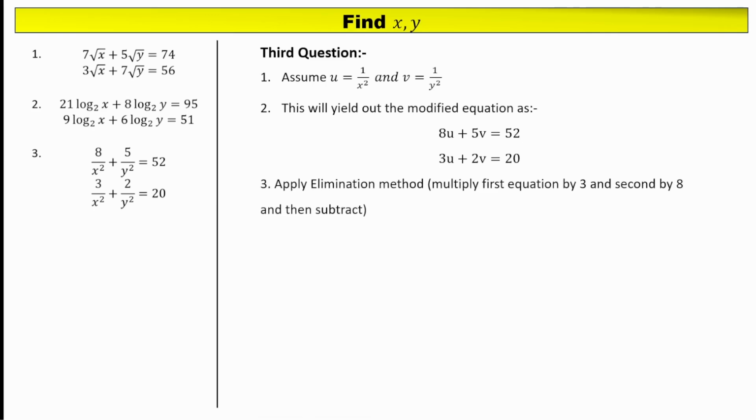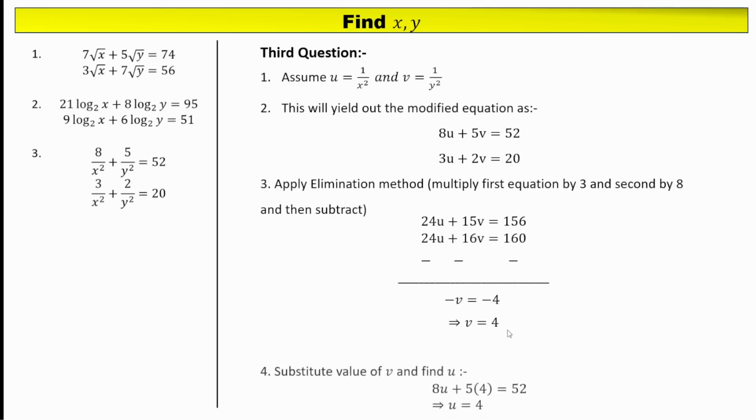Apply the elimination method. Multiply the first equation by 3 and the second by 8 to eliminate the u part and to find the value of v easily. So it will become like this, and on subtraction you will obtain the value of v as 4. On substituting the value of v in the first equation, it becomes 8u plus 5 into 4 equal to 52, which will return the value of u as 4.